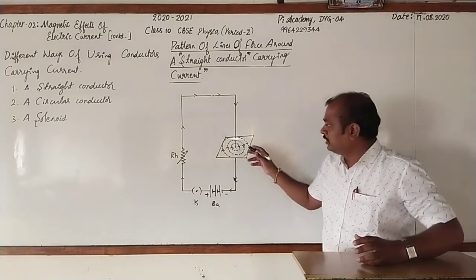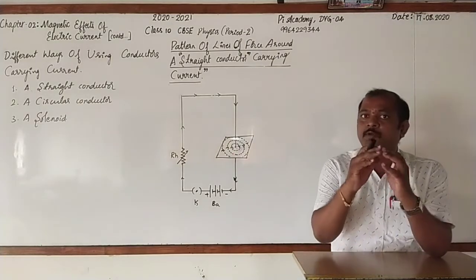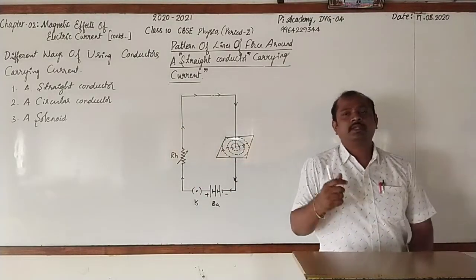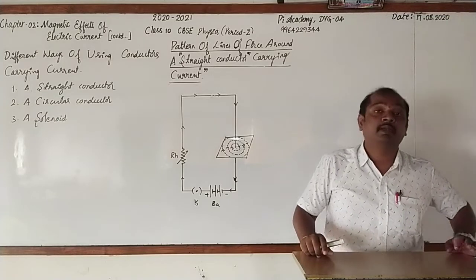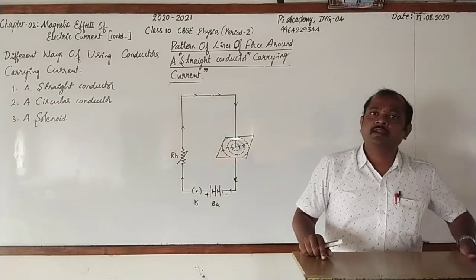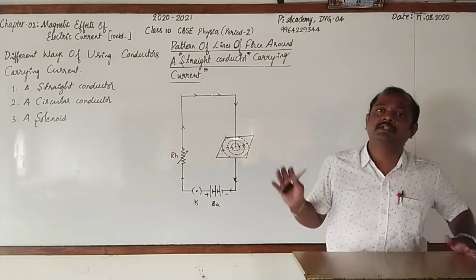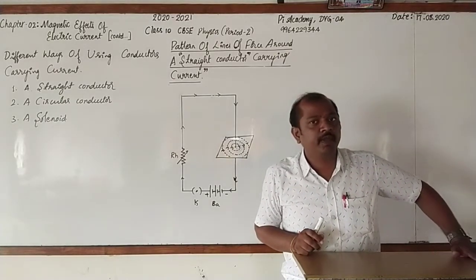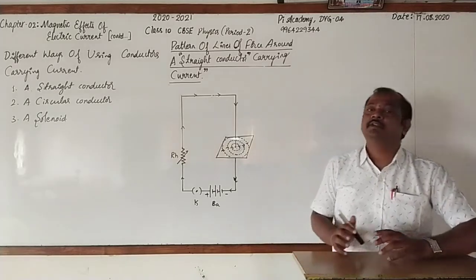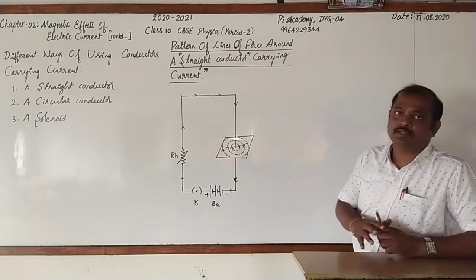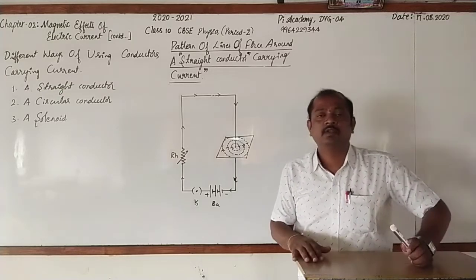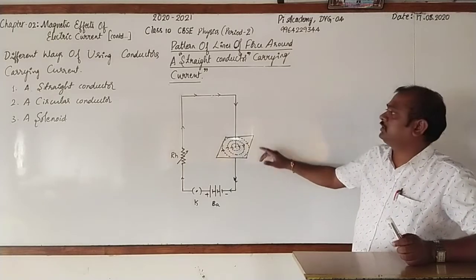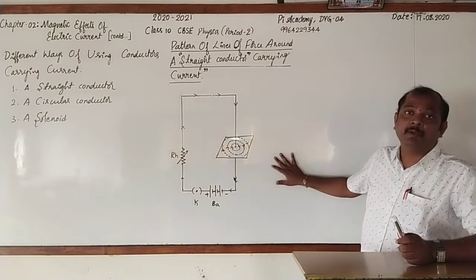Whatever magnetic field is developed around the conductor, maybe here, here, here or here, it has some strength, right? But my question is, does the strength of the magnetic field developed around the conductor carrying current depend on any factors? Certainly, it depends on some factors. Then what are these factors? The factors on which the strength of the magnetic field in case of a straight conductor carrying current depends.